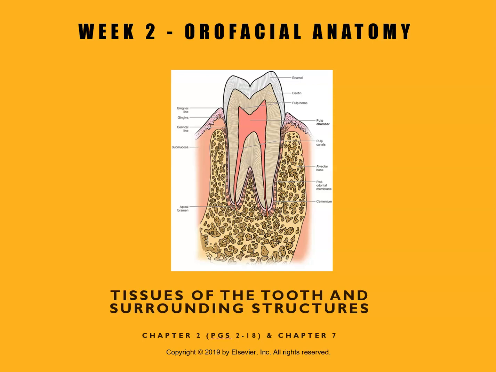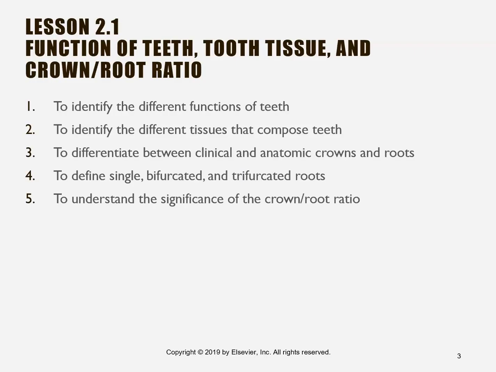All right, so this week we're going to look at the tissues of the tooth. So we're going to look at what is an enamel, what is a dentin, what is a cementum, which is covering the root, and what is a pulp. We're also going to look at the different functions of teeth. So incisors do something different than molars.